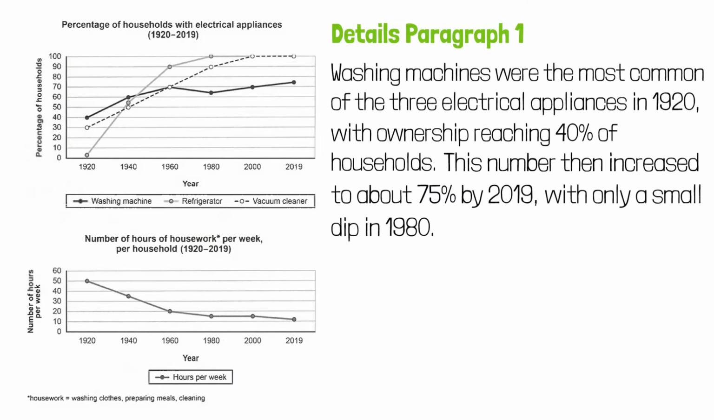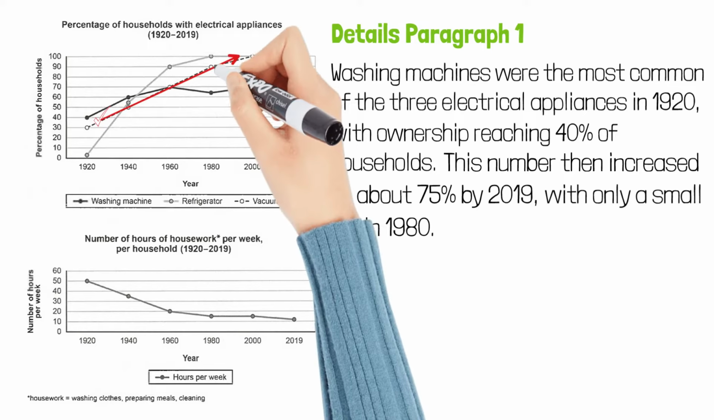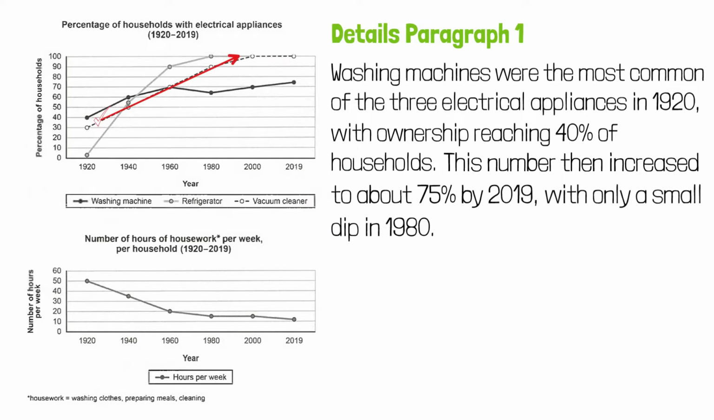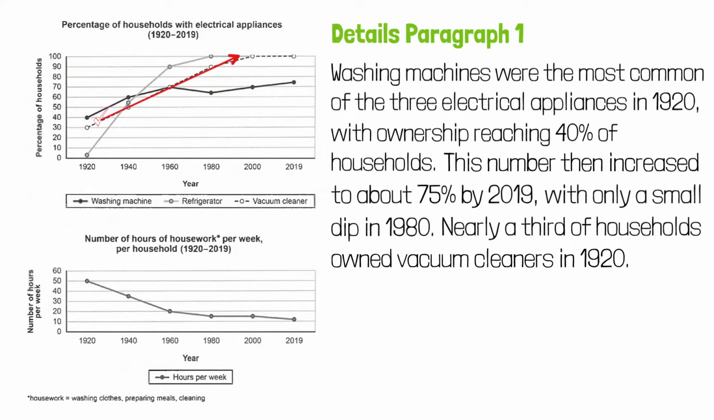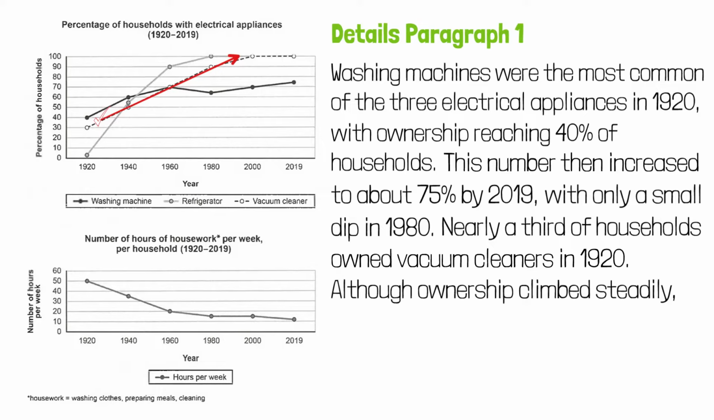Now, let's go back to this graph. We've just finished reporting washing machines. Next up, vacuum cleaners. I don't think there is anything special or interesting about them. Their numbers simply went up steadily, so I will just say so. Nearly a third of households owned vacuum cleaners in 1920. Although ownership climbed steadily, it didn't reach 100% until 2000.